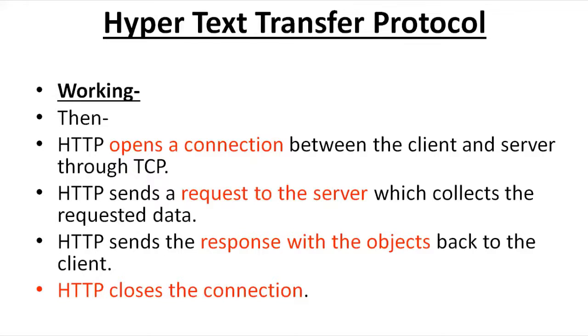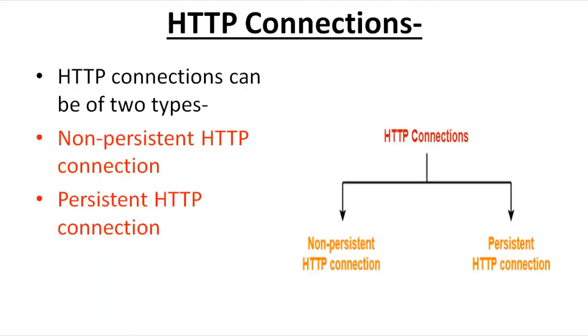Then HTTP opens the connection between a client and a server by using TCP. HTTP sends a request to the server, which collects the requested data. After that, it terminates the connection. That means it's not maintaining a continuous connection like TCP. HTTP sends a response with the object back to the client, and HTTP closes the connection. This is the working of the HTTP protocol.